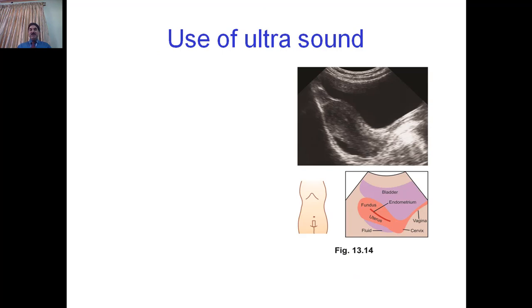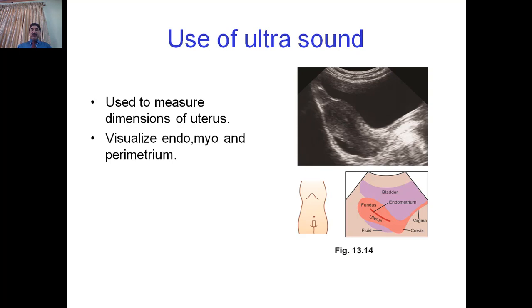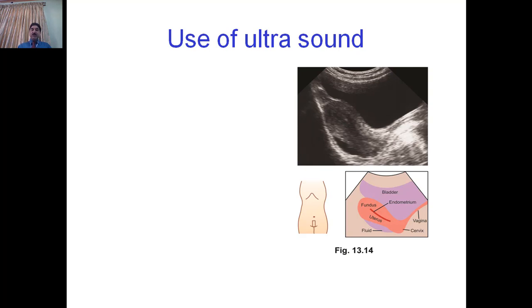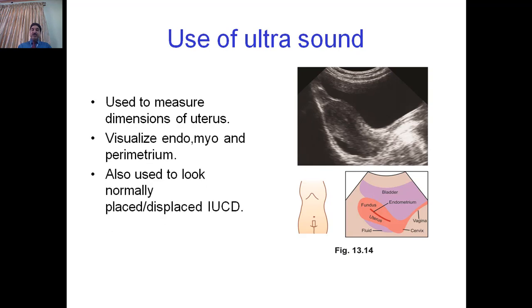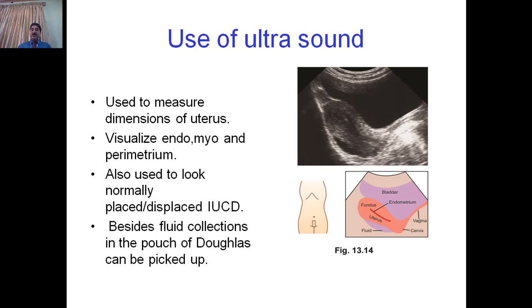Ultrasound is now commonly used to measure the dimensions of the uterus, visualize endo, myo, and perimetrium. Use of ultrasound in studying the pelvic anatomy. Our department is also taking classes on ultrasound for the students to make them understand anatomy of the solid viscera. Ultrasound is used to measure dimensions of the uterus, visualize endo, myo, and perimetrium. It is also used to look at normally placed and displaced intrauterine contraceptive devices within the uterus. Besides, fluid collections in the pouch of Douglas can be picked up using ultrasound.